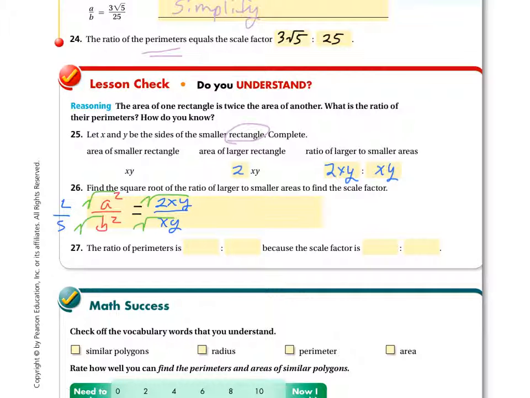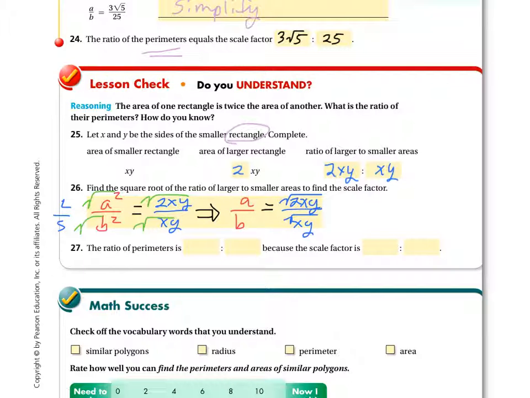And so that gives us square root of a squared is a, square root of b squared is b, equals, can you take the square root of 2xy? Yes or no? No. There's no perfect squares in there, so you leave it as the square root of 2xy. Can you take the square root of xy? No. So you leave that as the square root of xy.